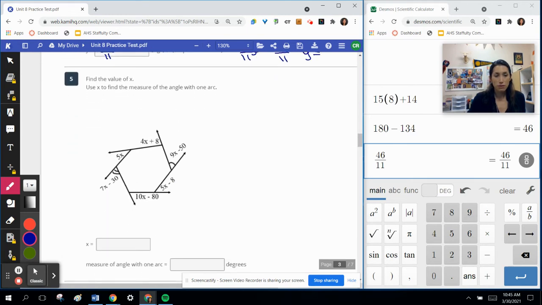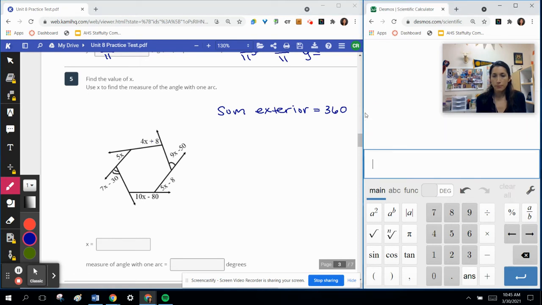Question number 5 here. We've got all our exterior angles. Remember, the sum of the exterior angles is always the same, no matter what. Sum exterior is always 360. So we're going to add all of these together and set it equal to 360. So that means we're adding the 7, 10, 5, 9, 4, and 5. So let's add all of our x's.